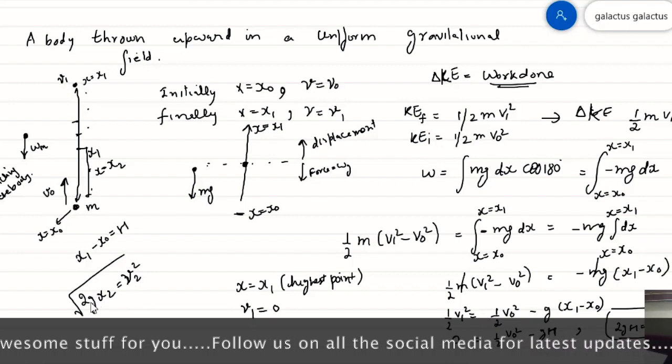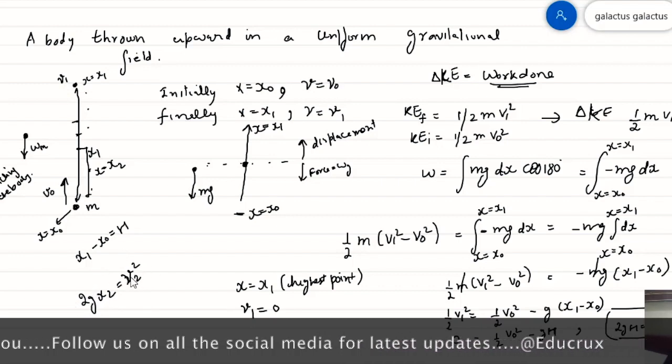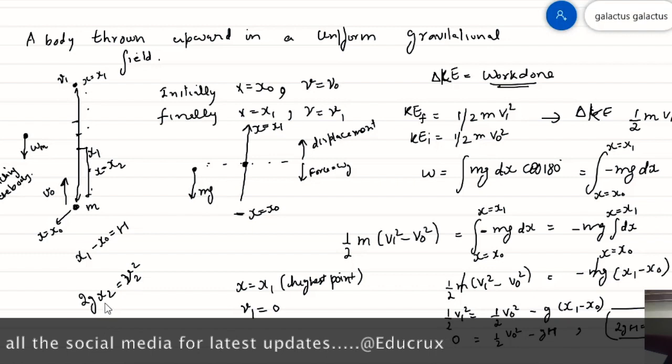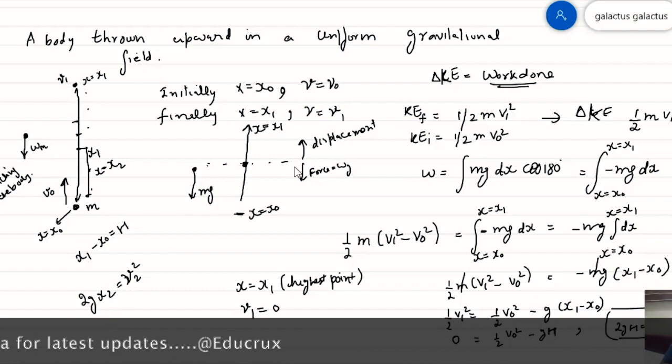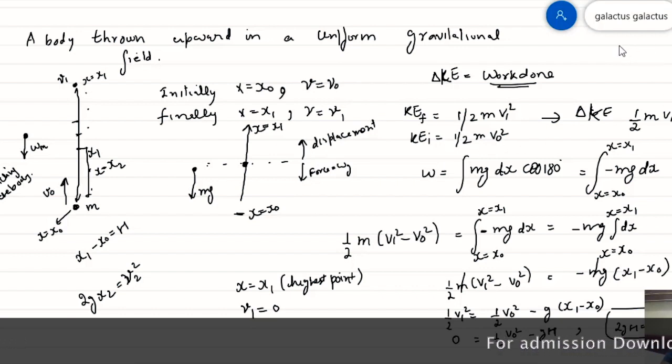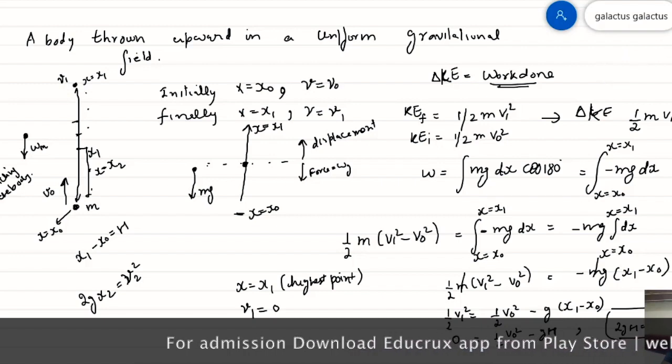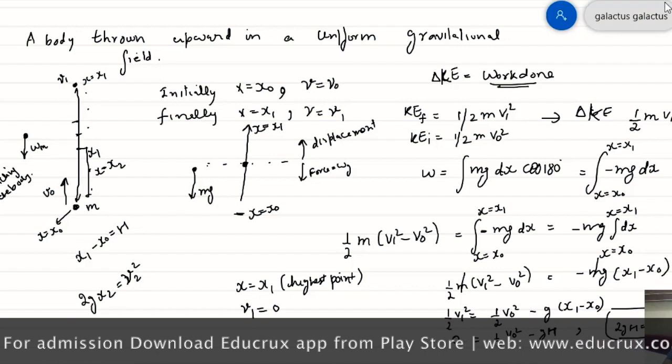And sorry, that is, if I take the square root on both sides, then v2 will be equal to under root 2gx2. So this is how we will approach. So this is a very simple example to see how we can apply the work energy theorem. So let us now move to the next part.